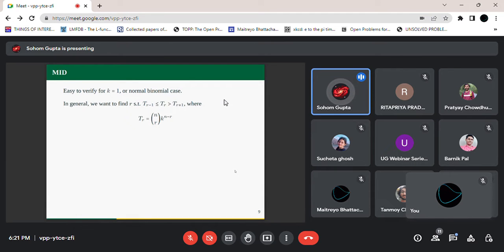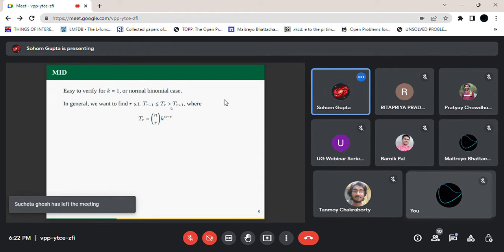Now for the MID, it's easy to verify for k equals 1, as we just showed how if n is even, then we have n by 2, and if n is odd, then we have (n plus 1) over 2 and (n minus 1) over 2 as the maximum indices. So generally, we want to find a value of r such that term r minus 1 is less than or equal to term r, which is greater than term r plus 1, where term r is given like this.